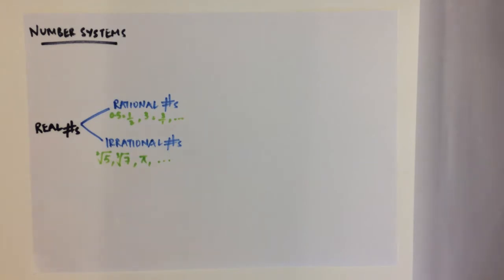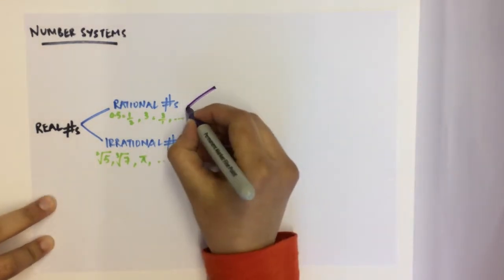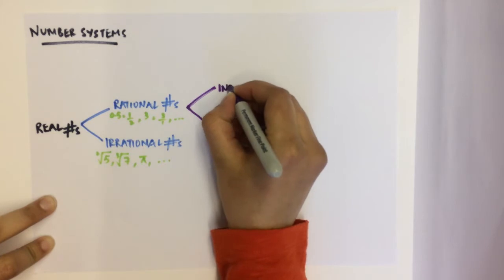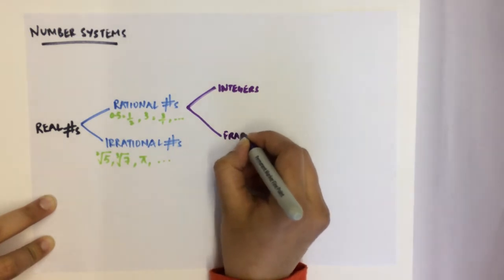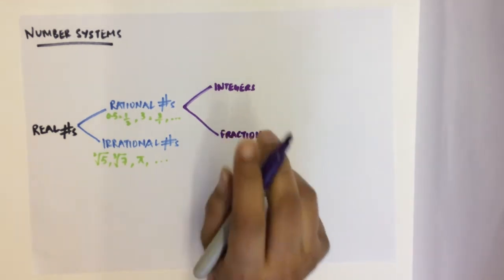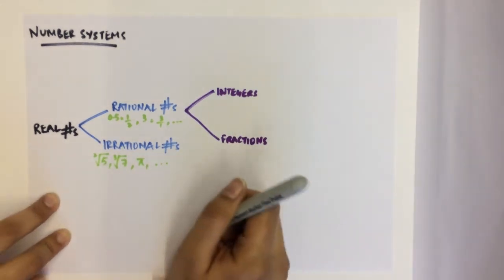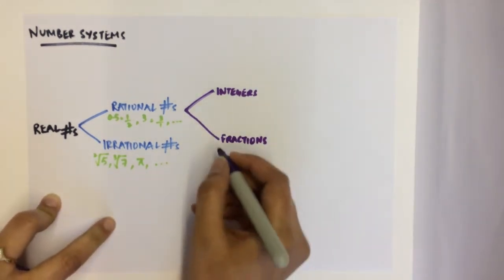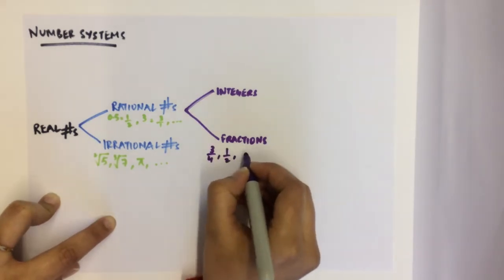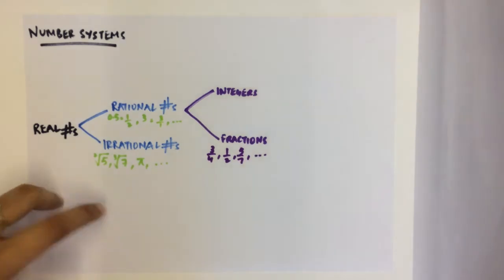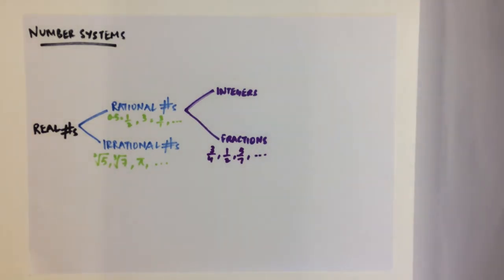Rational numbers can be further categorized into integers and fractions. That's integers and that's fractions. Let's quickly talk about fractions first, and then I'll move on to integers and I'll explain that in detail. A fraction is when one quantity is expressed as a ratio of the other. For example, 3 over 4, 1 over 2, 5 over 7, so on and so forth. Fractions we'll talk about in detail when we look at that topic separately.